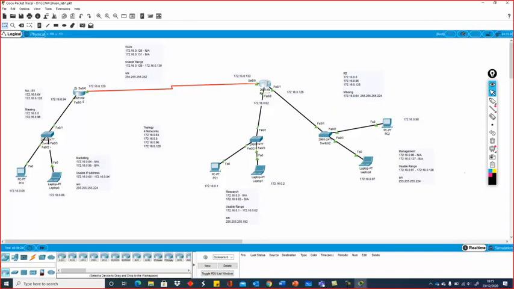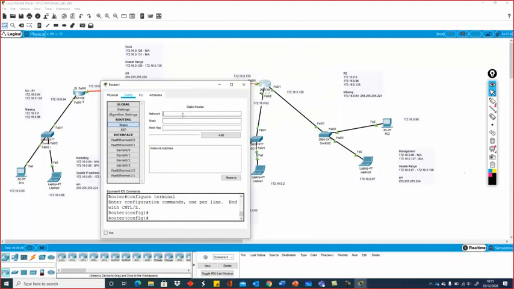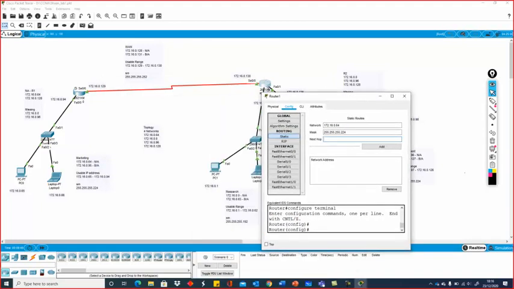So you go on this router, go to config, go to static, and then put the network there: 172.16.0.64. The subnet mask is 255.255.255.224. What's the next hop? Because we're coming from this router, you have to always know which router you are working on and which place you are going to. The next router is going to be 172.16.0.129. Then we add it, and that's done.